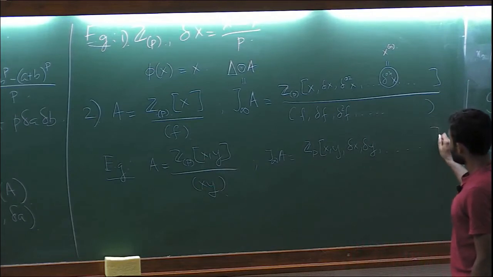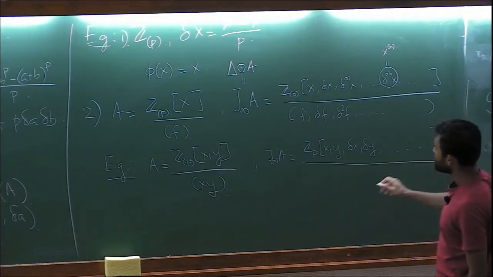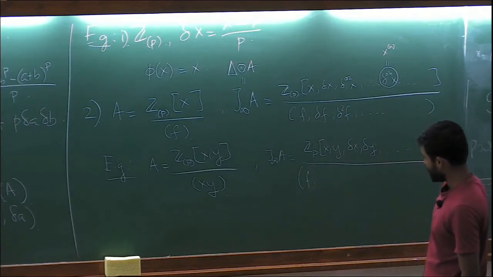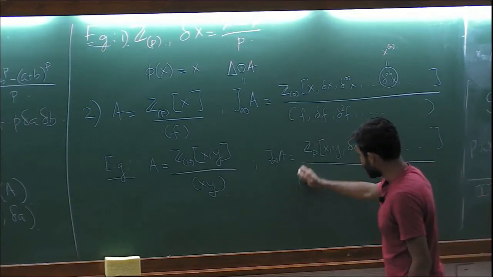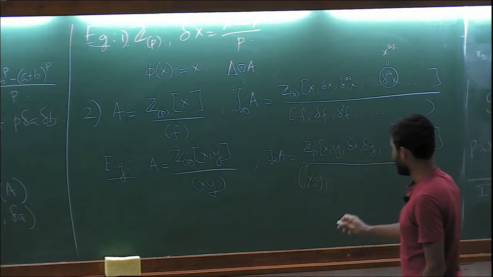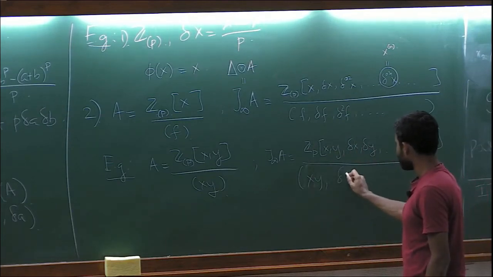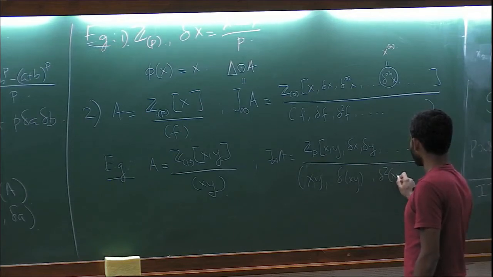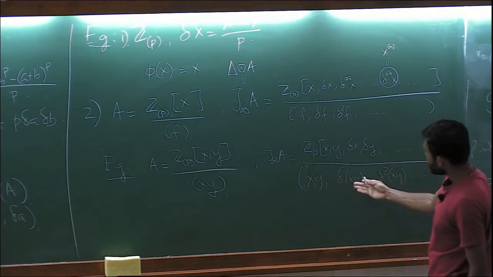And then keep doing that. And let's just compute the first two polynomials, with one as the coefficient. First one would be this f, which is xy. The next one would be delta of xy. Second would be delta squared of xy. And how do you compute delta of xy?